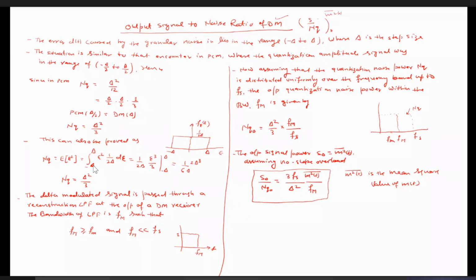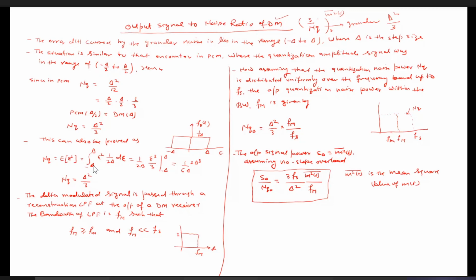and we have seen this in the case of PCM. And this noise power is nothing but the granular noise. So if we are able to calculate this noise power, in fact we have calculated it, and m square t is known. So just by taking the ratio of these two, we can get the expression of the output signal to noise ratio. So let us see how it is.